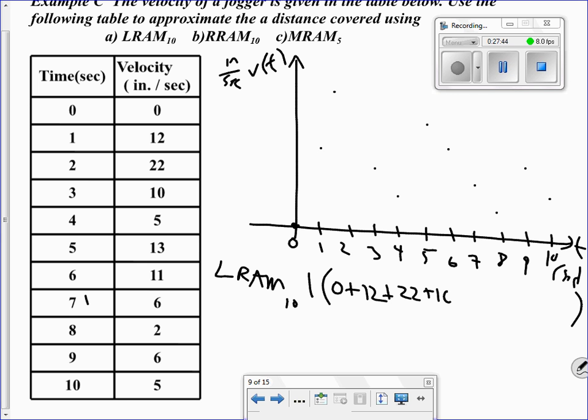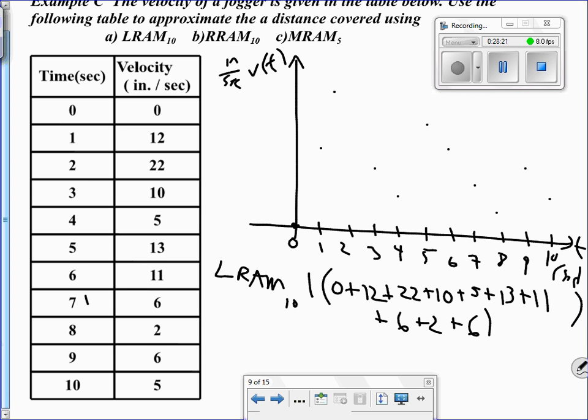22 plus 10 plus 5 plus 13 plus 11 plus 6 plus 2 plus 6 is going to be the height of the very last rectangle, okay? Because when you get to that last rectangle from 9 to 10, you want y on the left side at 9. That's the height of your very last rectangle. So don't just use them all. Don't use them all, kids. There's always going to be one extra one. Know which one not to use.